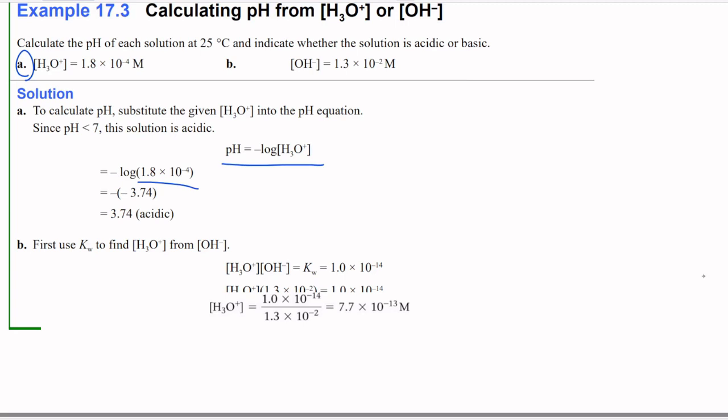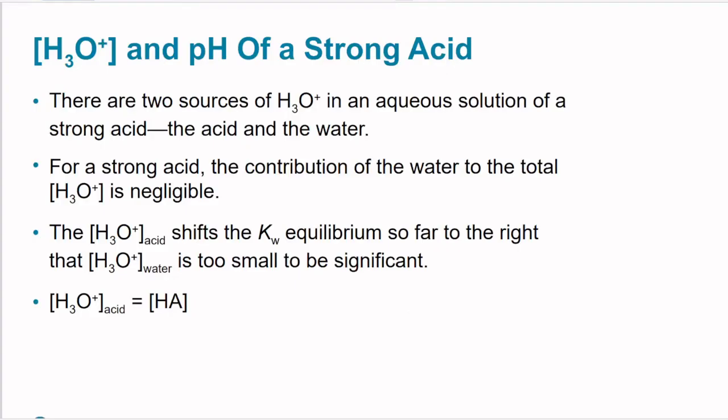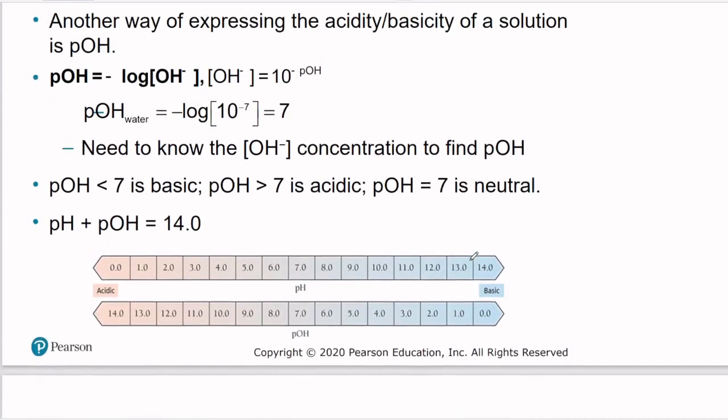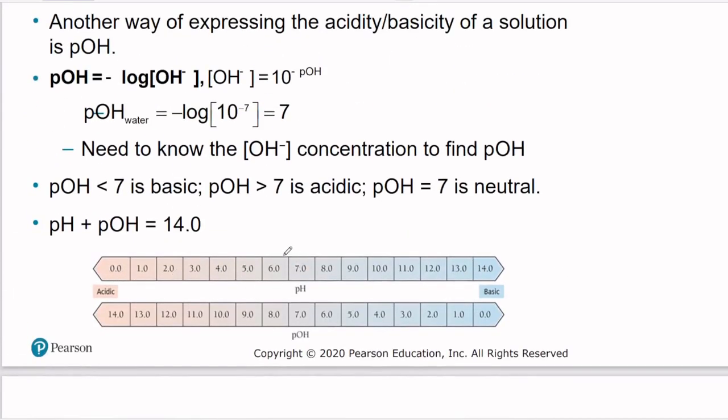If you put negative log of 1.8 times 10 to the minus 4 in your calculator, you get negative negative 3.74. Negative times negative is positive, so we get 3.74, which is less than 7, so the pH of this solution is acidic. If you are having trouble remembering those rules, just go back to your pH chart that we had here. So if the pH is less than 7, the solution is acidic.